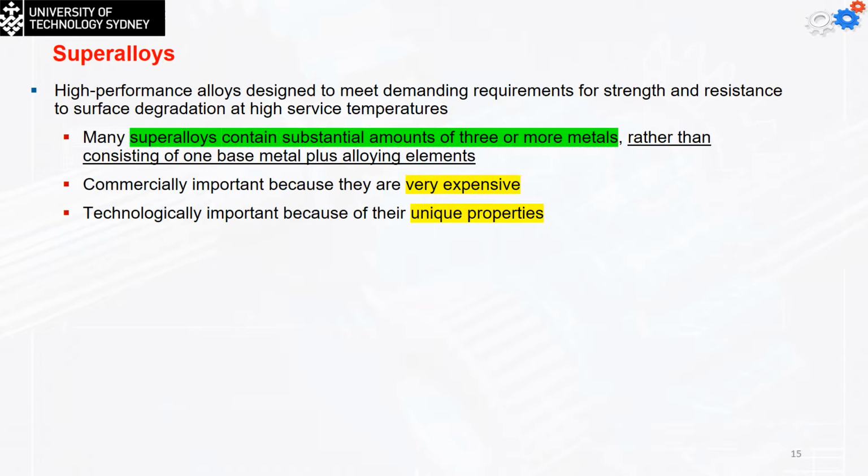Superalloys are high performance alloys designed to meet demanding requirements for strength and resistance to surface degradation at high temperatures. Many superalloys contain a substantial amount of three or more metals, rather than consisting of one base metal plus alloying elements as in other alloys. They are commercially important because they are very expensive, and technologically important because of their unique properties.